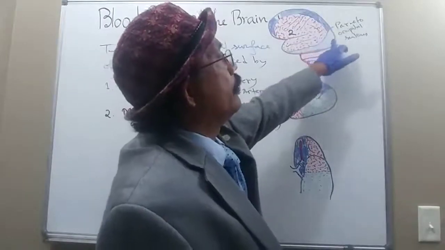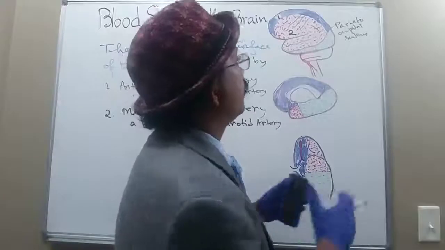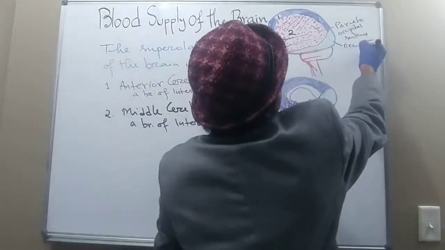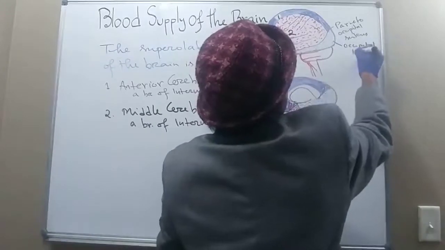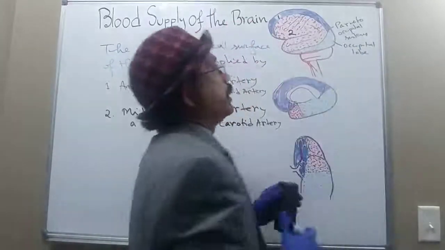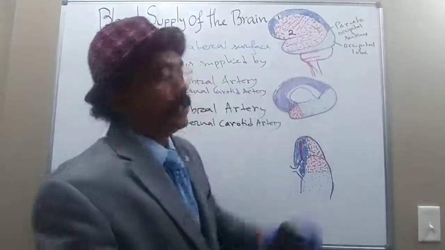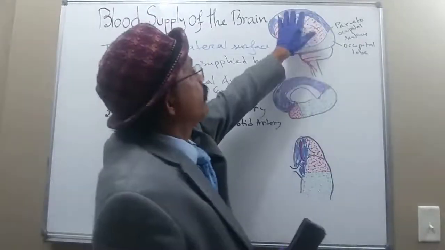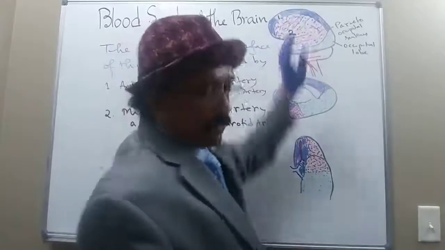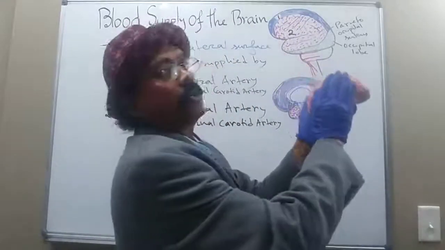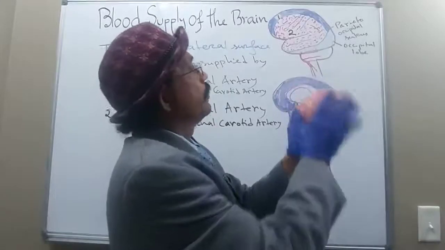It does not include the occipital lobe. This is the occipital lobe of the brain. The occipital lobe is supplied by the posterior cerebral artery, not by the middle cerebral artery. The middle cerebral artery supplies this part of the superolateral surface.